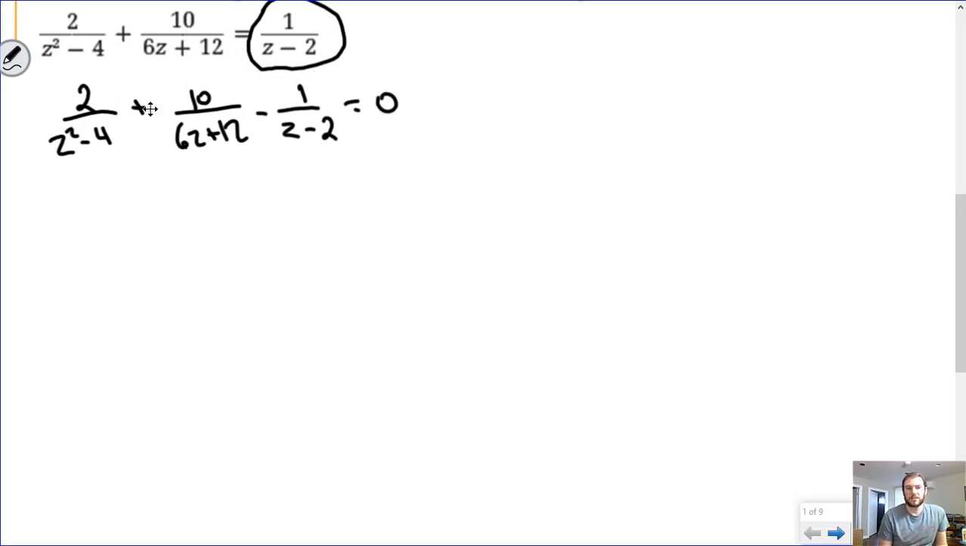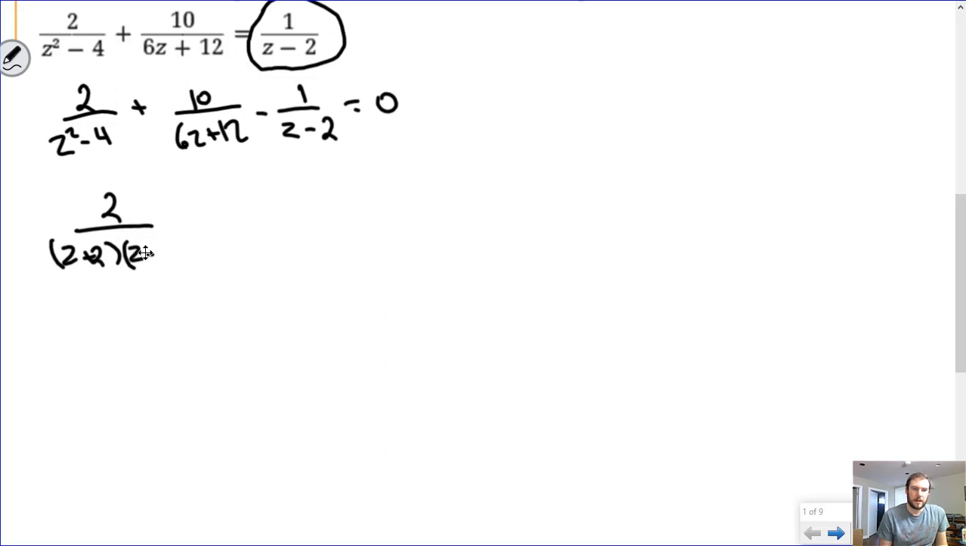Now that we have our equation with everything on one side and equal to 0, we want to add. Well, how do we add fractions? We have to add them by finding a common denominator. To find a common denominator, our first step is to factor everything. So 2 over z squared minus 4 is 2 over (z plus 2)(z minus 2).